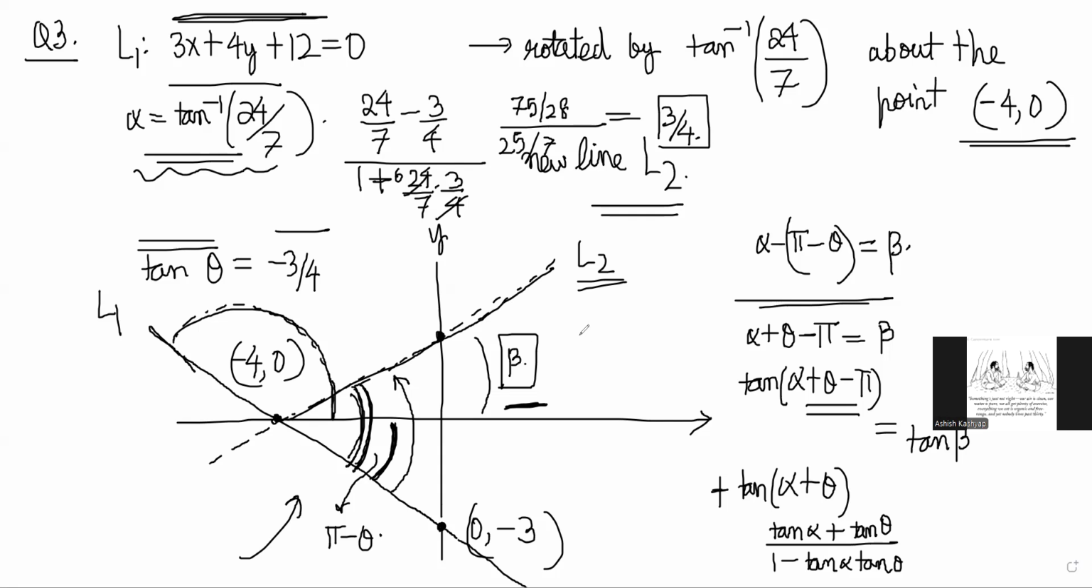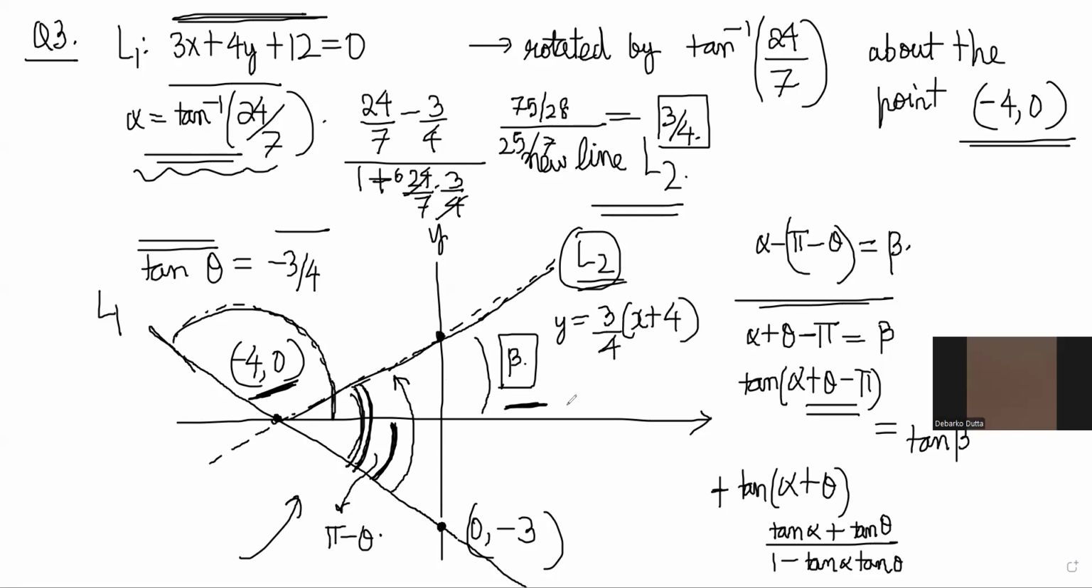Yes, sir. If tan beta is 3 by 4, the equation of L2 is simple. It passes through this point and is having slope of 3 by 4. So y minus 0, so y is equal to 3 by 4 x plus 4, right? Yes. Find this vertex. It is very easy. Put x is equal to 0 here. You will get y is equal to 3.